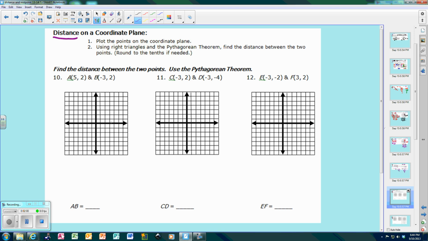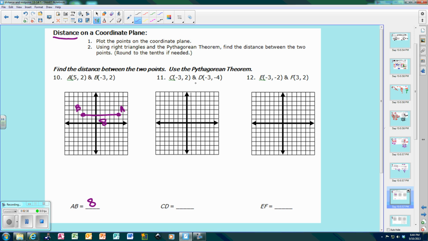1, 2, 3, 4, 5, 1, 2. So there's A. And -3, 1, 2, 3, 1, 2. And there's B. Notice when you connect them, they're horizontal just like the number line. So we're just going to count the spaces. 1, 2, 3, 4, 5, 6, 7, 8. So to go from B to A is only 8. So the distance from B to A is 8.